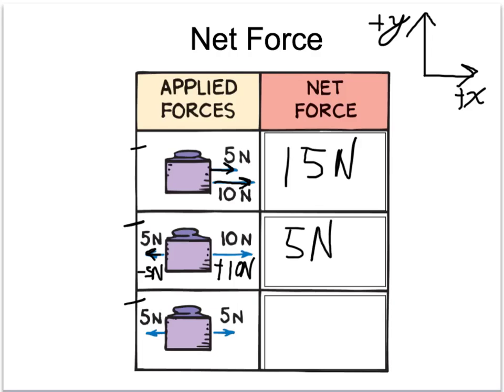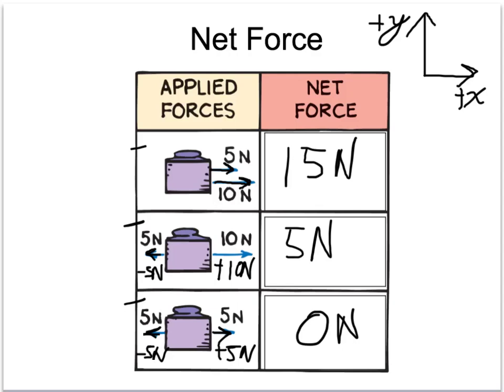This is a lot like displacement, you might have noticed. So like in the first one, if I went 5 to the right and another 10 to the right, my displacement would be 15 to the right. On the second one, if I went 5 to the left and 10 to the right, my displacement would be 5 to the right. Final example, I've got 5 newtons to the left, that's negative 5 newtons in x, and 5 newtons to the right, that's positive 5 newtons in x, for a net force of 0 newtons.